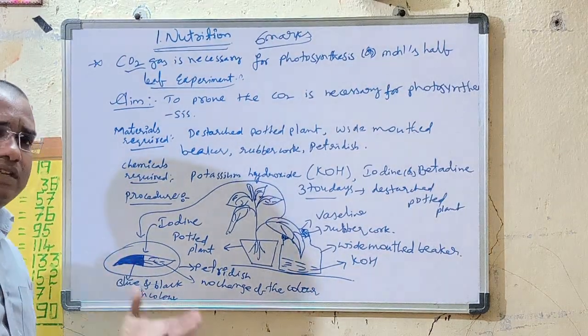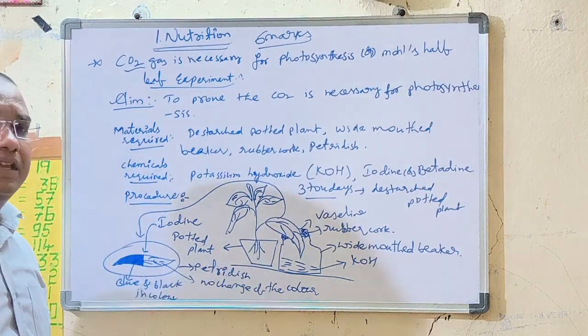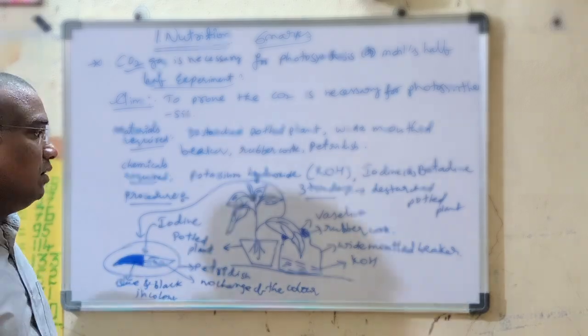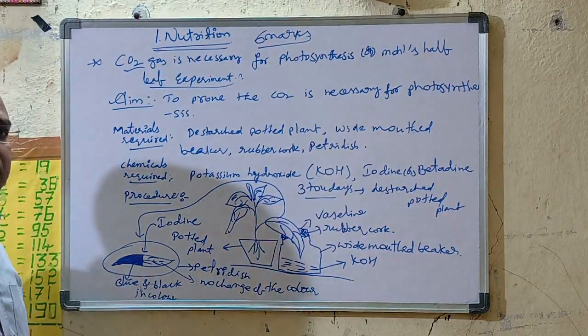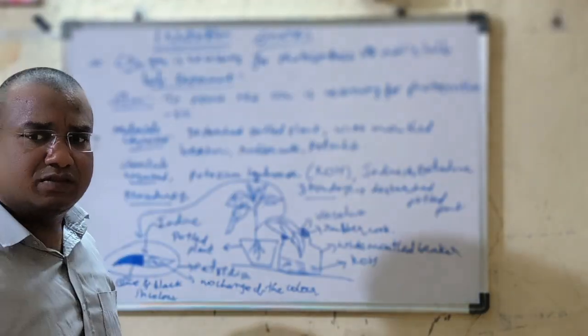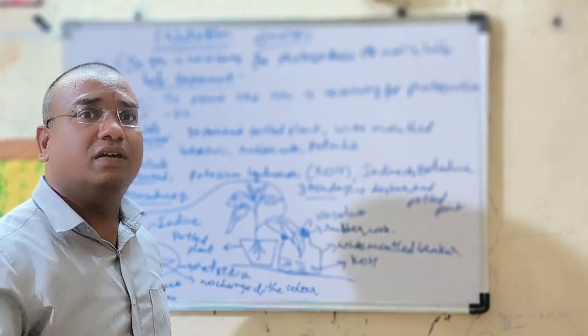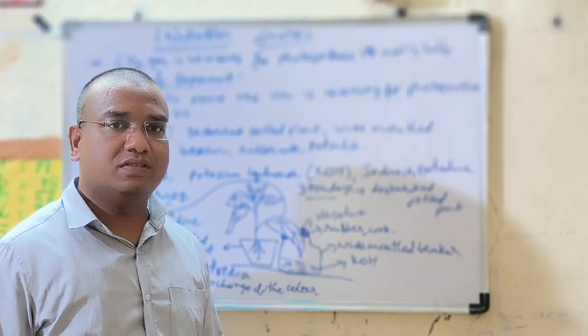Finally, the result. What is the result? If we take a de-starched potted plant and a beaker containing KOH, with the help of all this we can understand that plants must and should need carbon dioxide gas for the photosynthesis process, for the preparation of food in the plants. So this is the point.